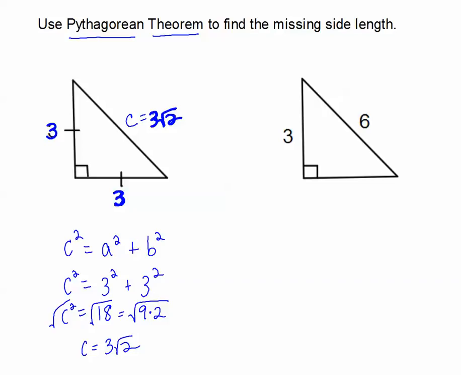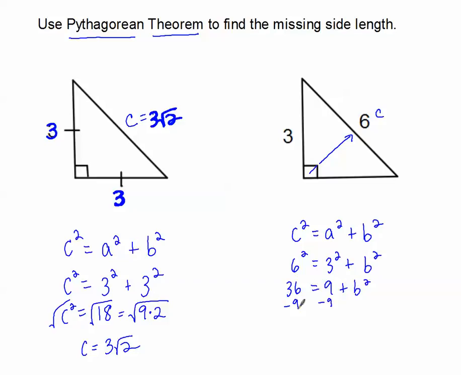Let's take a peek at this. In this problem, one of the sides of the triangle is half as big as the hypotenuse. Remember our c squared equals a squared plus b squared. The c is the hypotenuse, so 6 squared equals 3 squared plus b squared. 36 equals 9 plus b squared, subtract 9. 27 equals b squared, take the square root, do some simplifying. This is the square root of 9 times 3, so b is 3 square roots of 3.